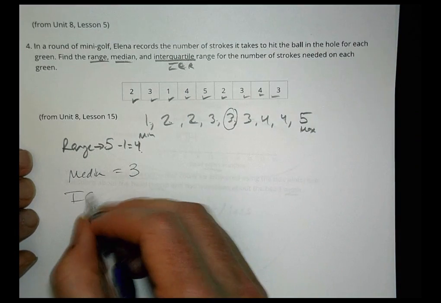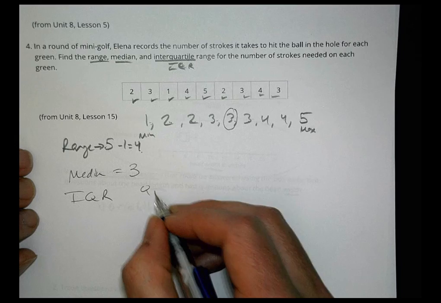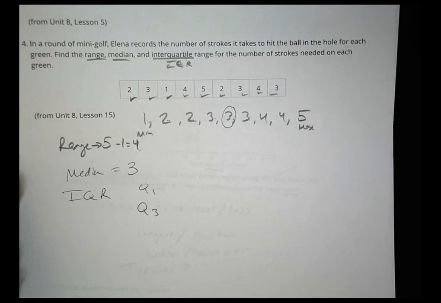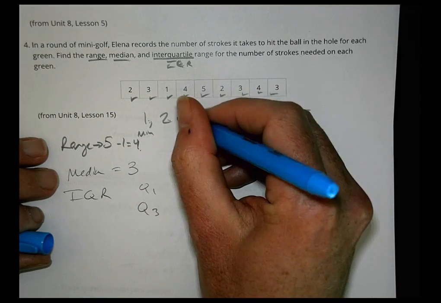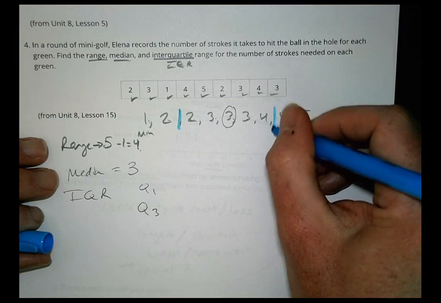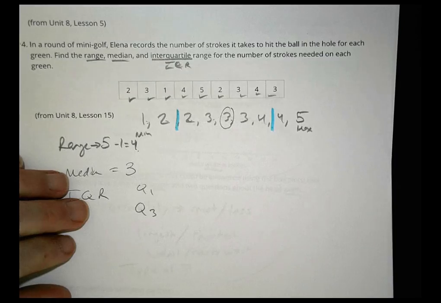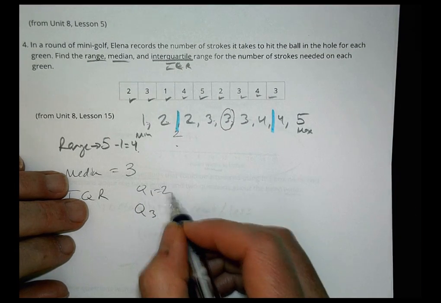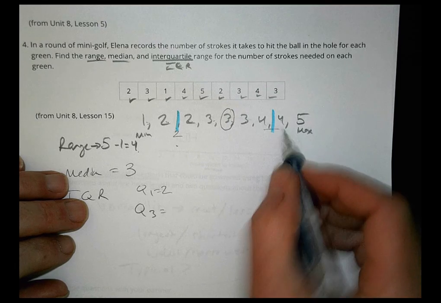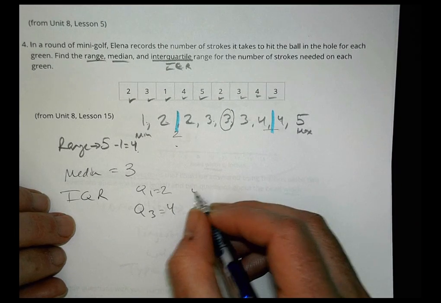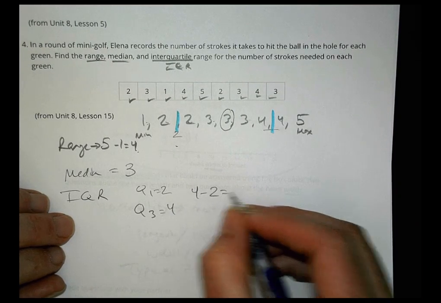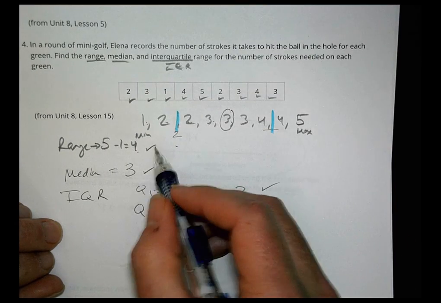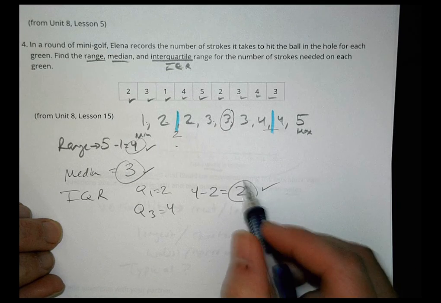And to find our interquartile range, I need to find what quartile 1 is and quartile 3 is. Quartile 1 is going to be in between these values, and quartile 3 is in between these values. Well, fortunately, the values here are 2 and 2, which means quartile 1 is equal to 2. Quartile 3 is between 4 and 4, so it's 4. So the interquartile range is 4 minus 2, which equals 2. So we have our IQR, our median, and our range right there for you.